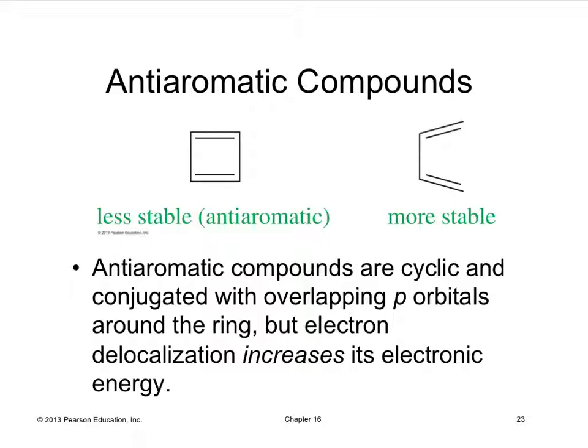Anti-aromatic. Cyclobutadiene is actually anti-aromatic. It's less stable than just having a 4-carbon conjugated system, so this is more stable than this. Anti-aromatic compounds are cyclic and conjugated with overlapping p orbitals around the ring, but electron delocalization increases the electronic energy.